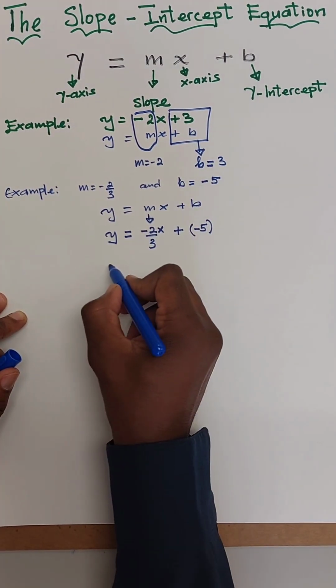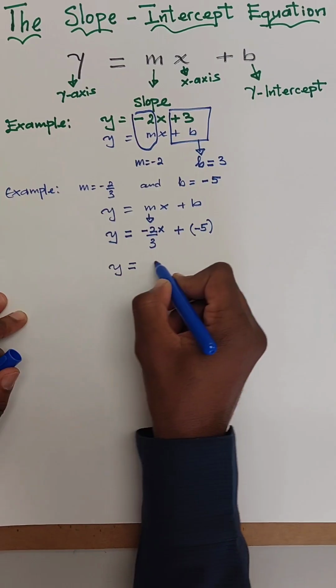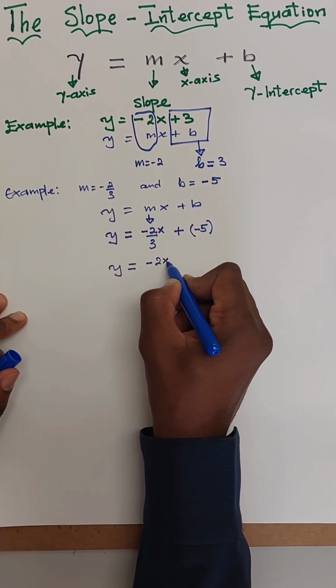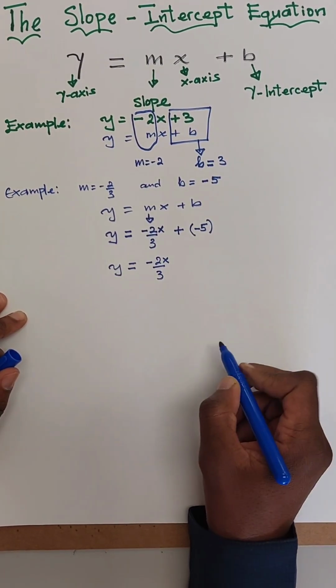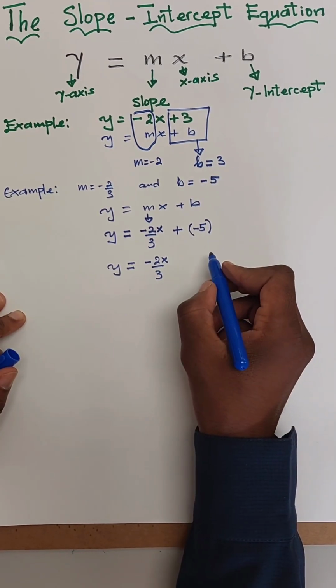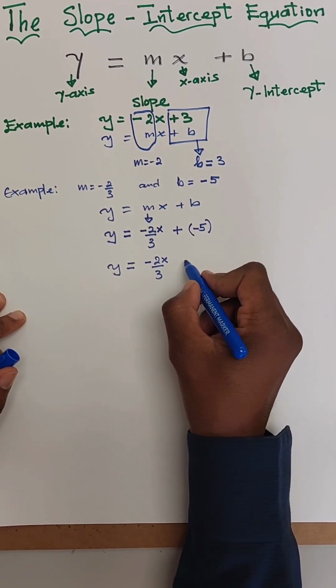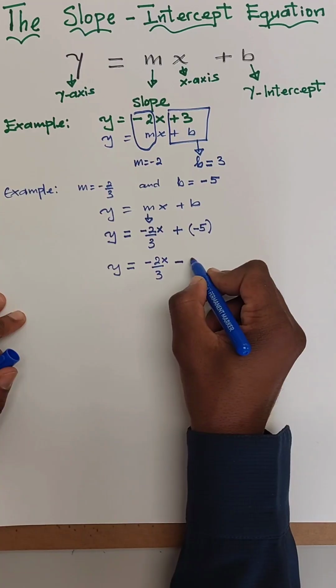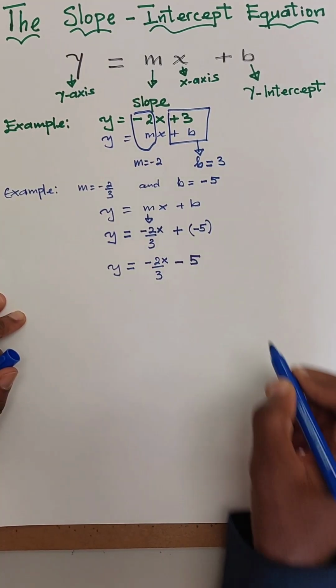And we can simplify to write the equation as y equals negative 2x over 3. Instead of saying plus negative 5, we'd understand that adding a negative number is just the same as subtracting, so we can just say minus 5.